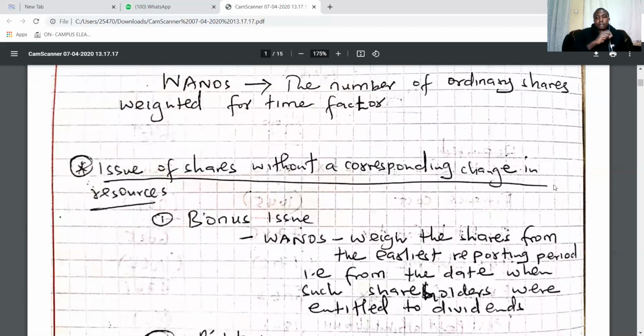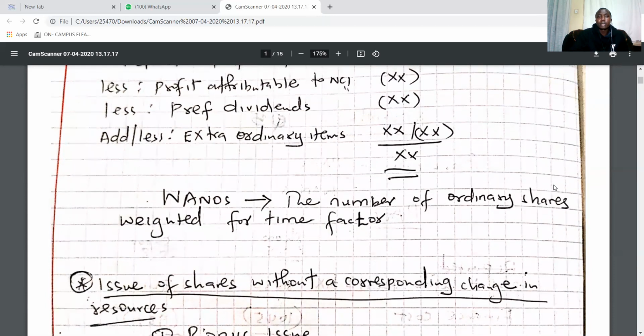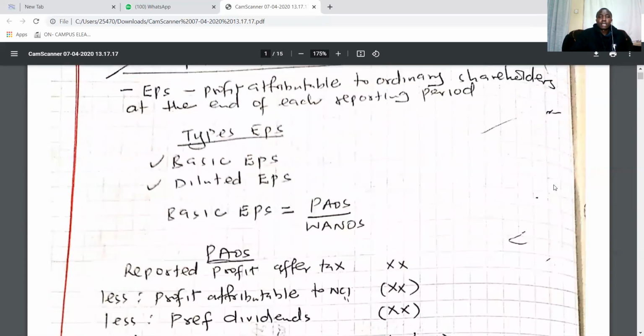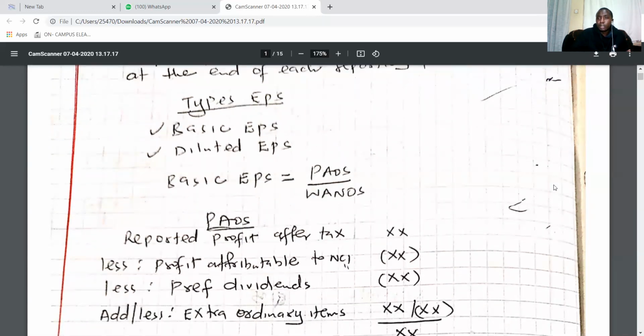So in a nutshell, what we have done is just compressed these materials for EPS, because I could have done an introduction for the entire session, of which it will not be of any importance. But understanding what EPS is, it's all about the profit attributable to ordinary shareholders at the end of each reporting period. Then the next thing you need to know is all about types of EPS, basic EPS, diluted EPS.